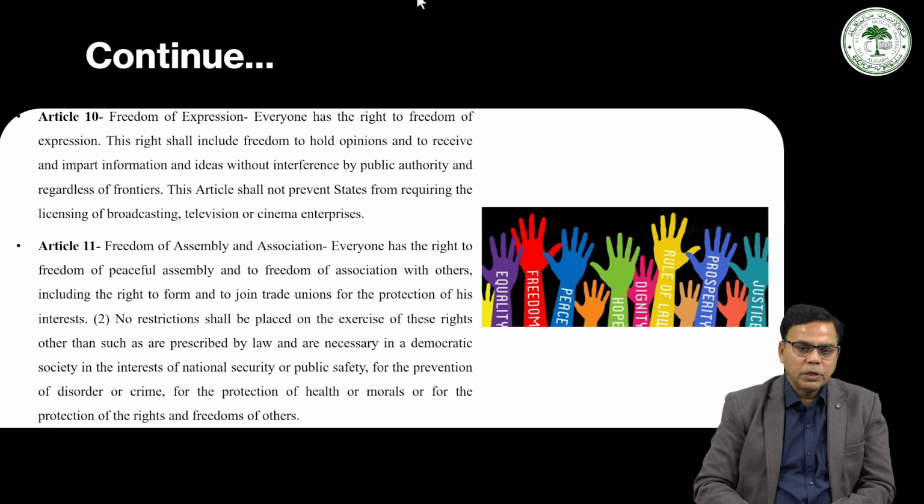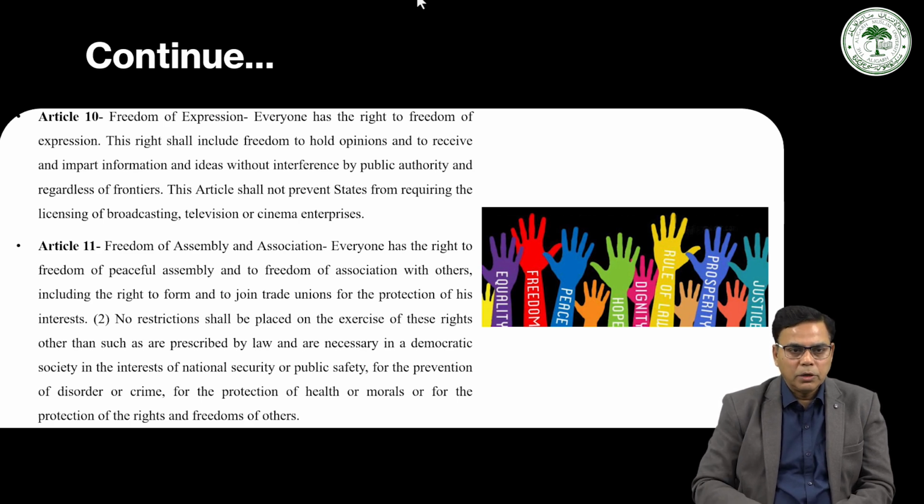Article 11, freedom of assembly and association. Everyone has the right to freedom of peaceful assembly and to freedom of association with others. This is again, peaceful assembly is recognized everywhere. No restriction shall be placed on the exercise of these rights other than such as are prescribed by law and are necessary in a democratic society in the interest of national security or public safety, for the prevention of disorder or crime, for the protection of health or morals, or for the protection of the rights and freedom of others.